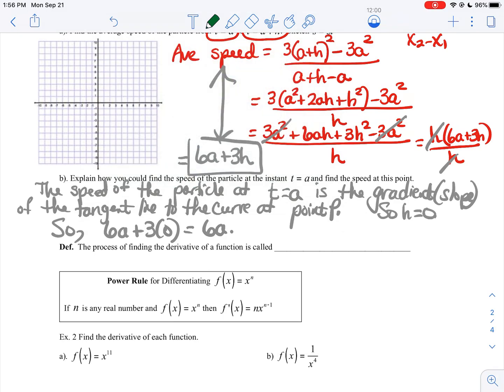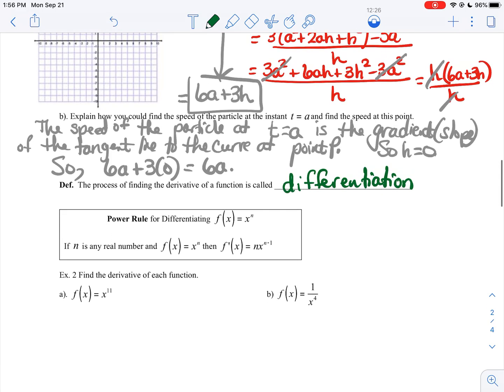All right, so the instantaneous rate of change is the derivative, and the derivative ends up being the limit as h goes to 0 in the average rate of change formula, or the difference quotient. So the process of finding the derivative of a function is called differentiation.